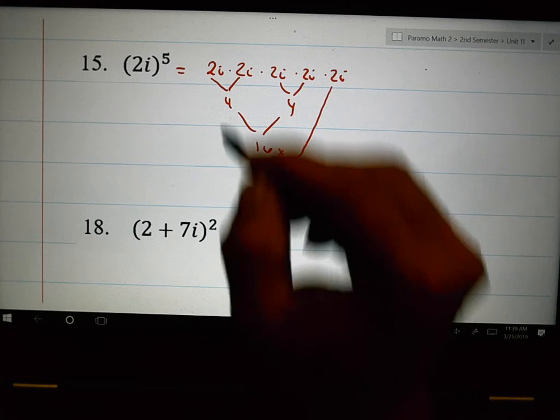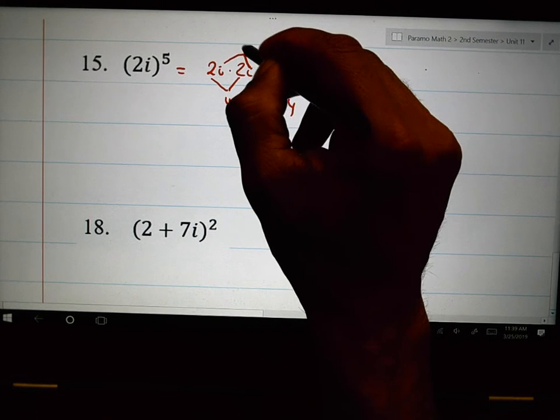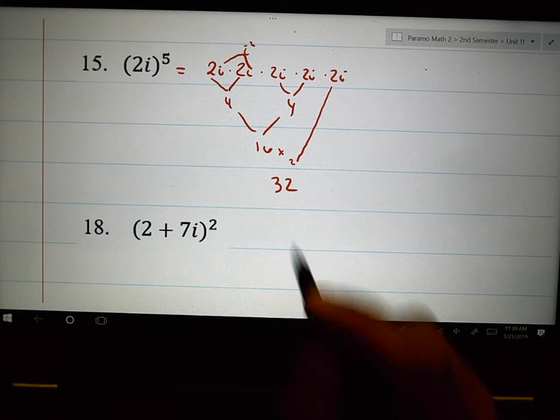And then what I do is I start taking the i's and go i times i is i squared, which we learned what that simplifies to last class. Was that yesterday? That was last Friday. This i squared simplifies to -1.